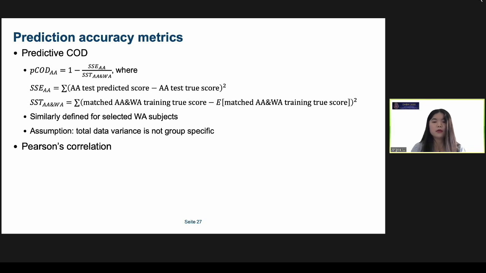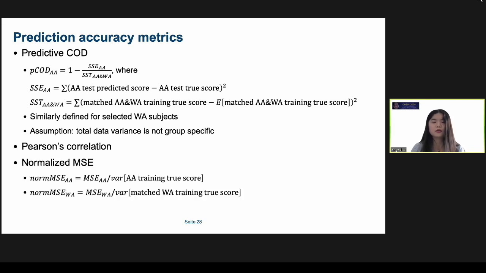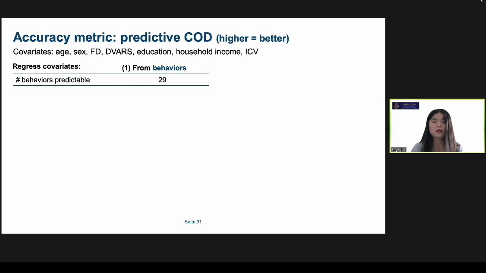We computed Pearson's correlation for either race group. We also defined the normalized MSE for each race group. It is defined as the regional MSE divided by the variance per race group in the training sample. This metric considers the difference of true behavior score between African Americans and white Americans. Next, I will show you the results using predictive COD as the accuracy metric.